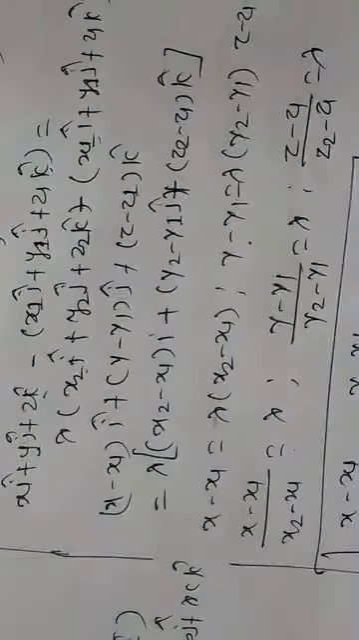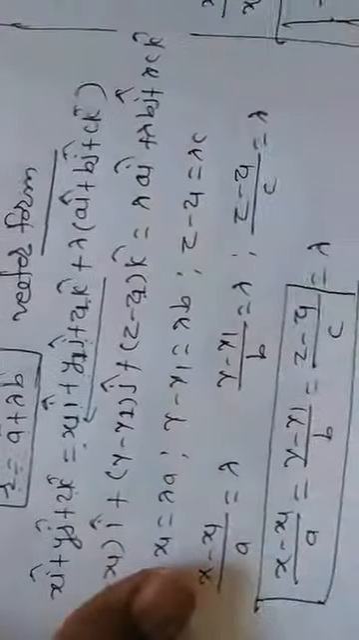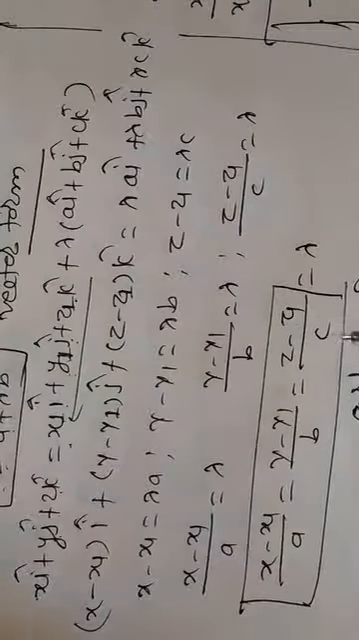Then these are the two equations of a line. The first is the equation of a line which has one point and a parallel vector, that is r bar equals a bar plus lambda b bar, and in Cartesian form (x - x1)/a, (y - y1)/b, (z - z1)/c.